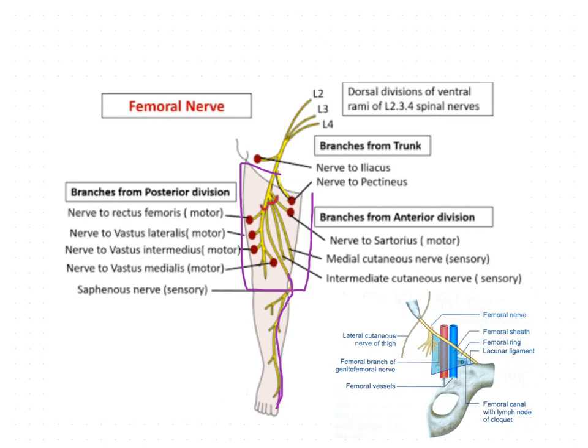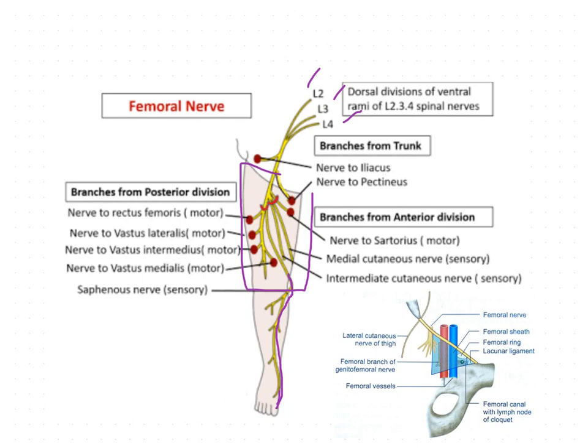If you see the root value of this femoral nerve, the nerve arises from the lumbar plexus, from the dorsal divisions of the ventral rami of L2, L3 and L4 spinal nerves.